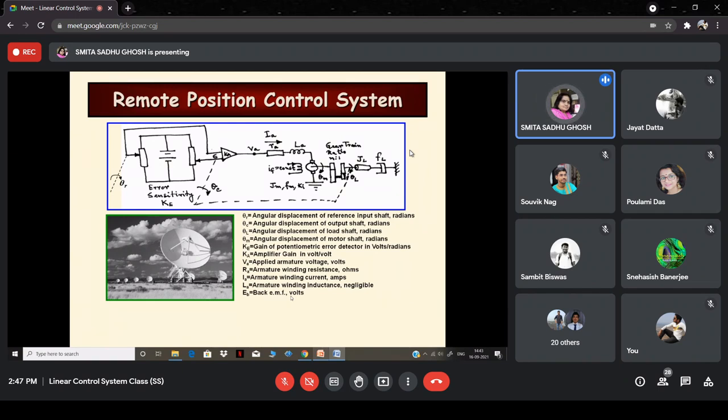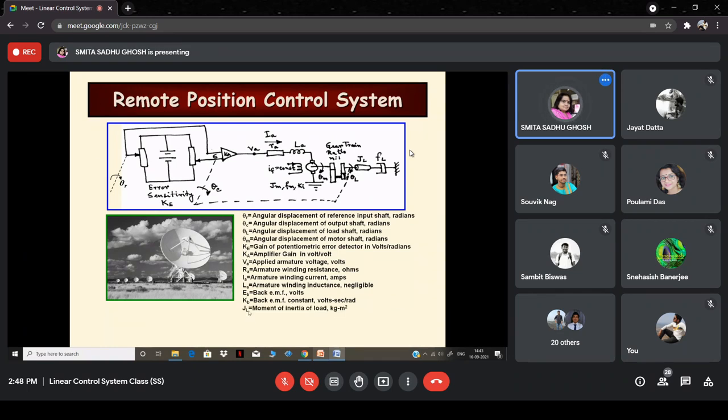Next, you have EB, which is the back EMF in volts. It's not shown on the diagram, but you can understand that it will be the back EMF produced in the armature in volts. And Kb is the back EMF constant, whose unit is volts per radian per second, so it is volt second per radian. If you recollect, it was converting from angular velocity to the appropriate voltage, so the unit will be taken accordingly, right? So volt second per radian.